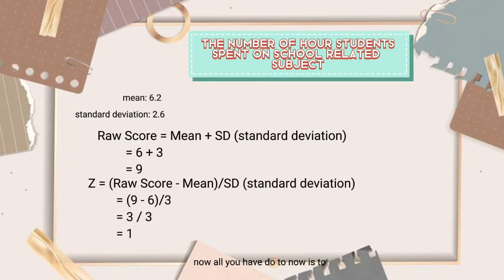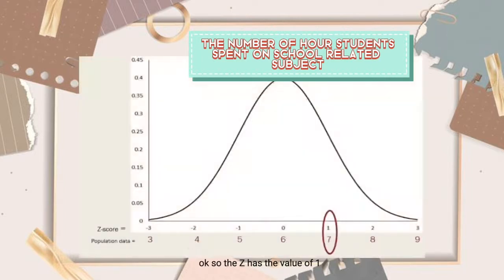Now all you have to do is create your curve. Since this Z score has a value of 1, you locate that value in this section, and the population for 1 will be 7. The population data will be 7.